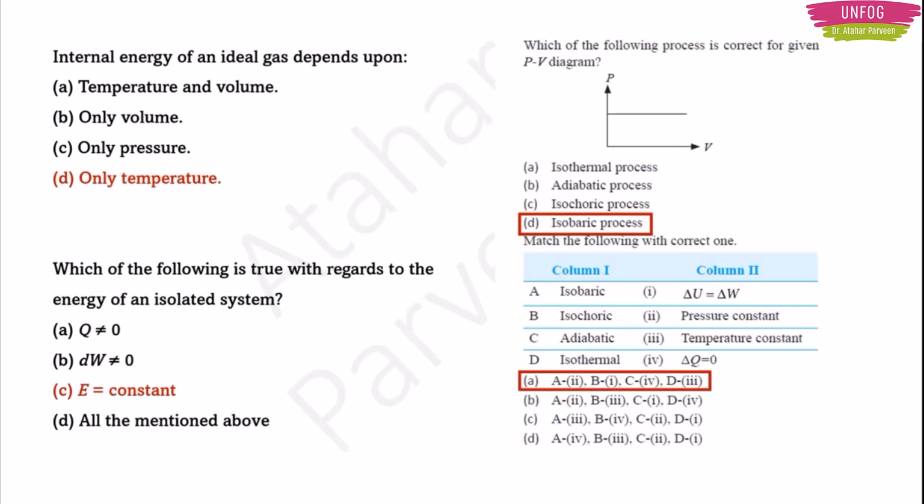This is option A. Adiabatic, delta Q will be 0 because no heat is changing there. And isothermal, temperature will be constant. So option A will be the right answer here.